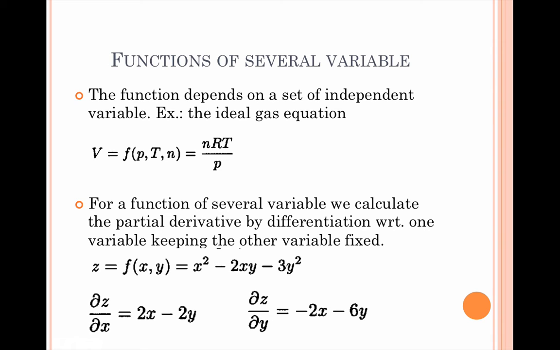The partial derivative with respect to y: the first term, x squared, will be 0 because this is a constant with respect to y. The next term will give us minus 2x, and the last term will give us minus 6y.